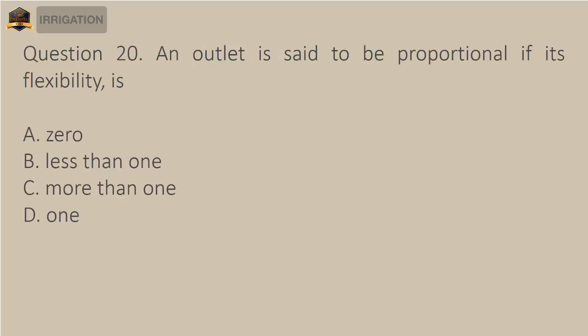Question 20. An outlet is said to be proportional if its flexibility is A. 0, B. Less than 1, C. More than 1, D. 1. The correct answer is option D, 1.